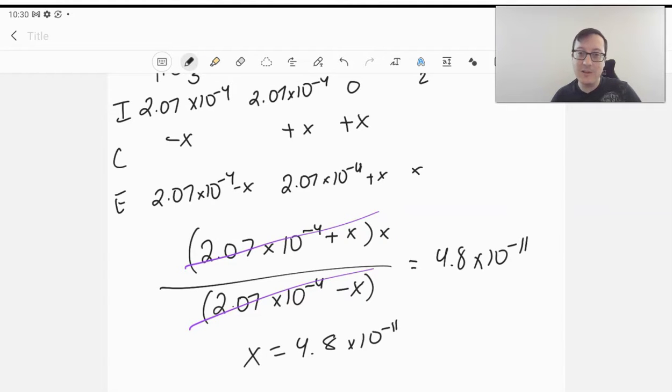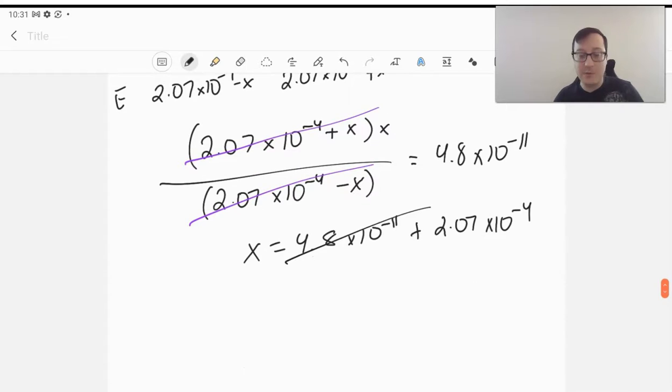Technically speaking, we'll need to go ahead and add this number to our original acid concentration. But 10 to the negative 11 added to something 10 to the negative 4 means nothing. It's still 2.07 times 10 to the negative 4. Through sig figs, this number just goes away. So we see our concentration of H plus doesn't change, really. The amount added by the bicarbonate ion is so small that it's not worth calculating.